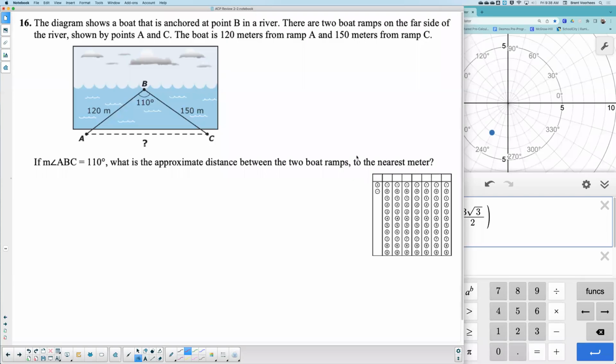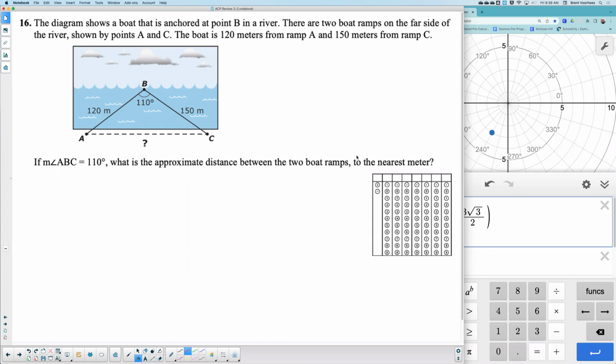The diagram here in number 16 shows a boat that's anchored at point B in a river. There are 2 boat ramps on the far side of the river as shown by points A and C. The boat is 120 meters from ramp A and 150 meters from ramp C. If measure angle ABC is 110 degrees, what is the approximate distance between the boat ramps to the nearest meter?